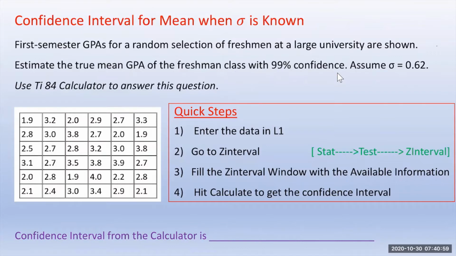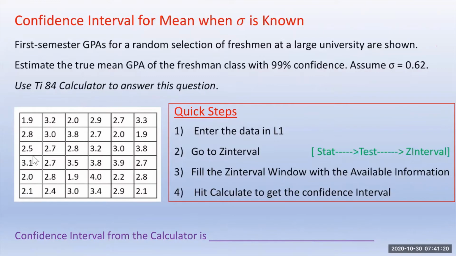When we are estimating with certain confidence, we are creating a confidence interval. Assume that the population standard deviation sigma is 0.62. Use TI-84 calculator to answer this question. So here we have the quick steps that we'll be using in our TI-84 calculator.